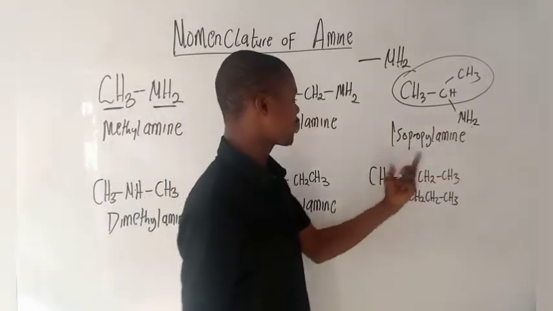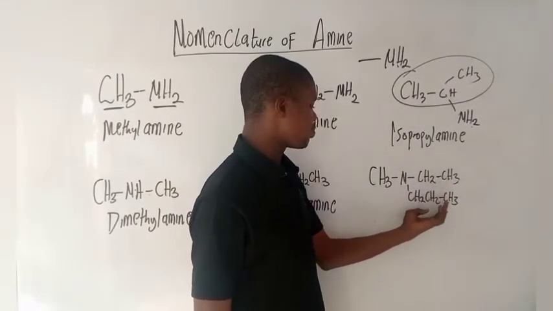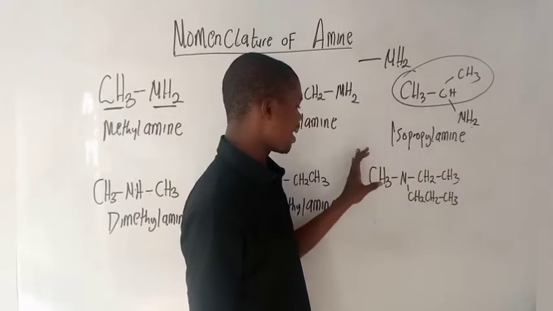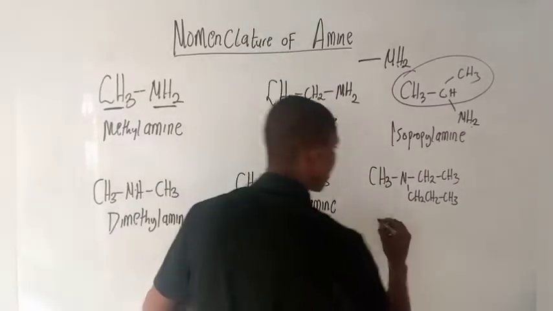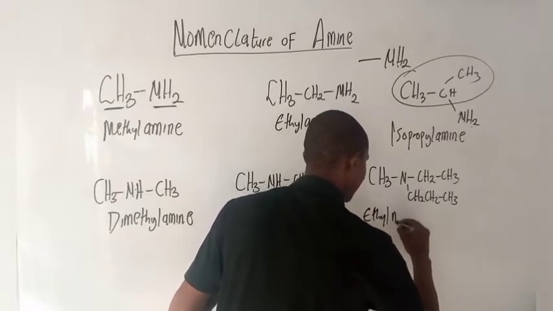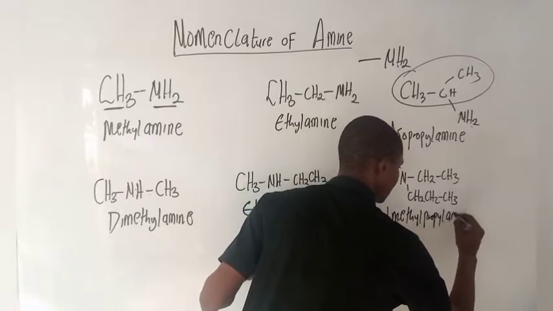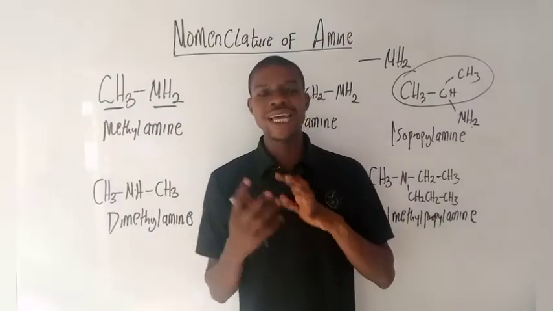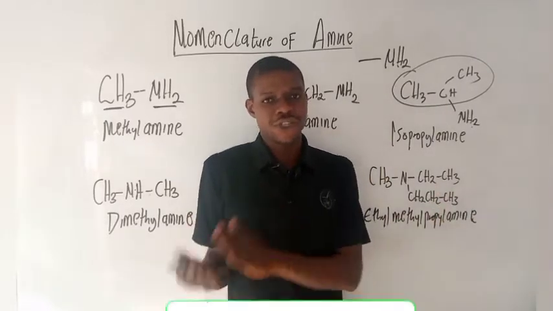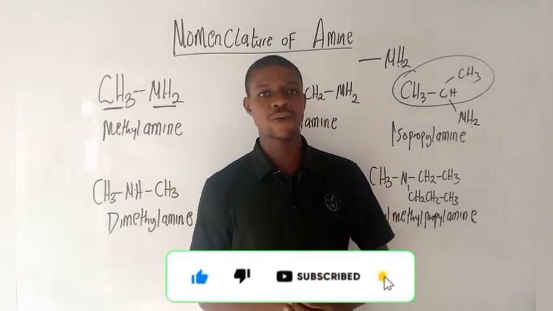What about this one here? Here we have three substituents attached: methyl, ethyl, and propyl. E will come before M, and M will come before P. So it's going to be ethyl methyl propyl amine. This is how to name amines in the common name. It's very easy: the name of the substituents and the functional group amine added together is the name. Now let's move into the IUPAC name.